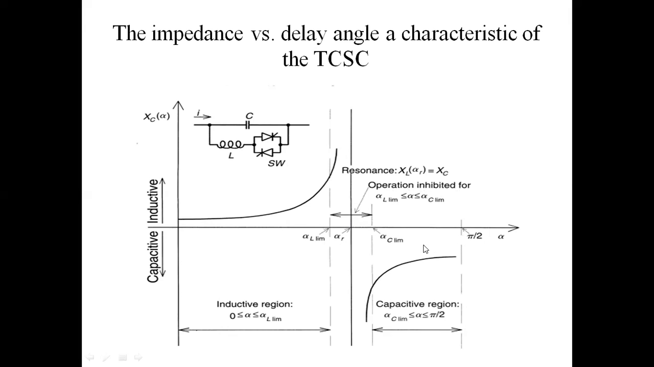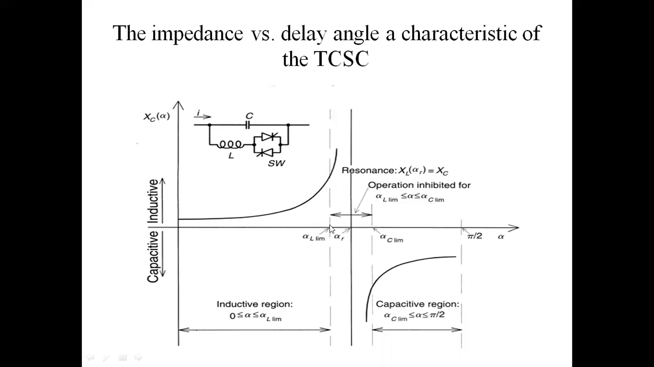Next, here the alpha value is 0 to 90. Up to here, alpha L limit is 0 to 30 degrees, nearly 30 degrees. Here this 30 to 60 degrees region. Next, this 60 to 90 degrees region is the capacitive region. When alpha value increases from 0 to 30 degrees, the impedance is slightly increasing. The inductive impedance is increasing.